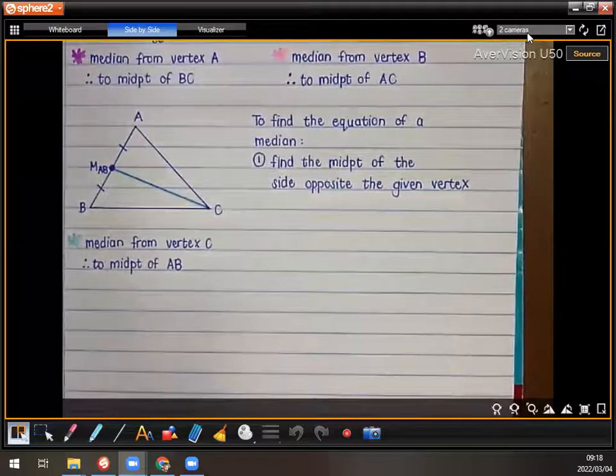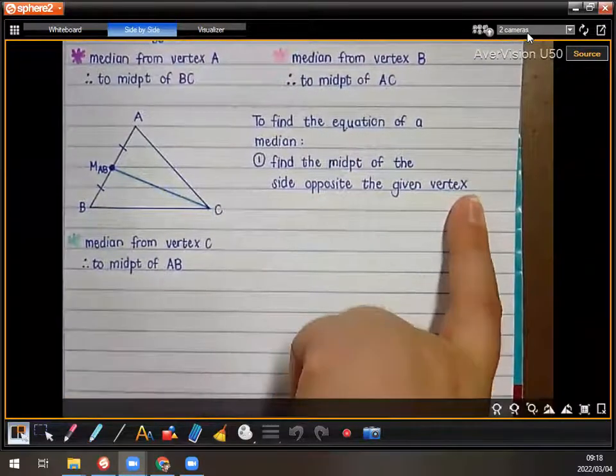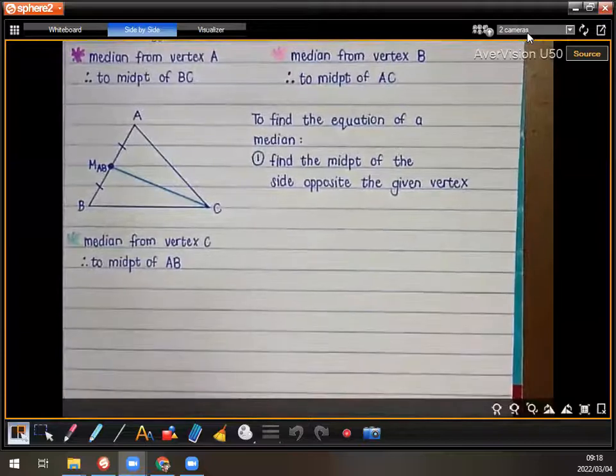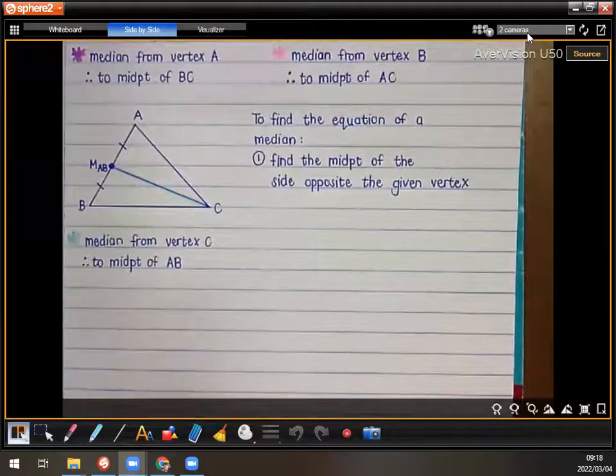Right, so they will tell you which vertex the median is coming from, either A or B or C. Step 1: we're going to find the midpoint of the side opposite the given vertex. Guys, even if you just do that, you're going to get a mark for it. If you see the word median and you know which side is the opposite one, you can get 1 mark for finding that midpoint.